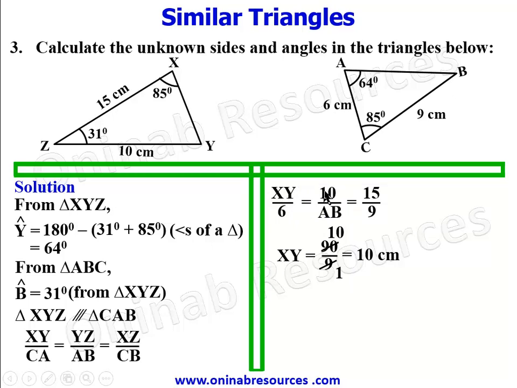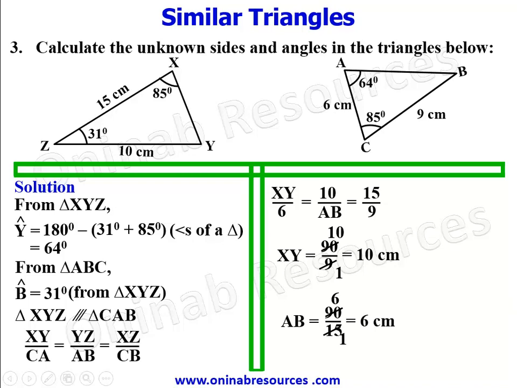Then again, what we do is to pair the last two ratios. So we keep the first ratio. So we have 10 over AB is equal to 15 over 9. We make AB the subject of the relation. That's 10 times 9, which gives 90, divided by 15. 15 goes into 15 gives 1. 90 divided by 15 gives 6. So AB is equal to 6 centimeters.